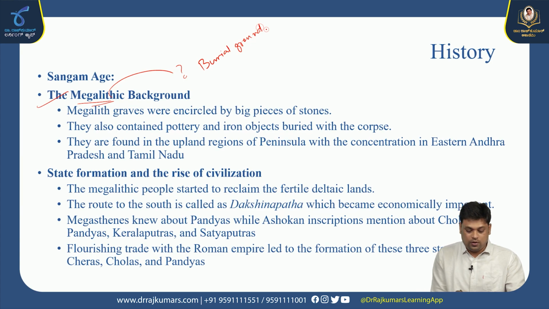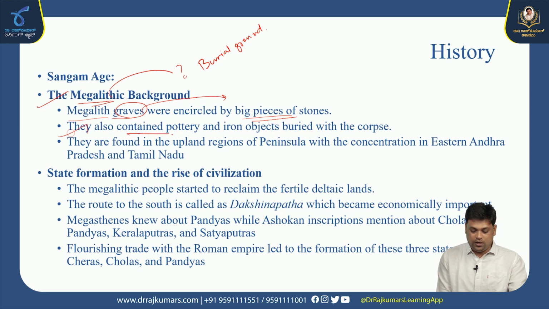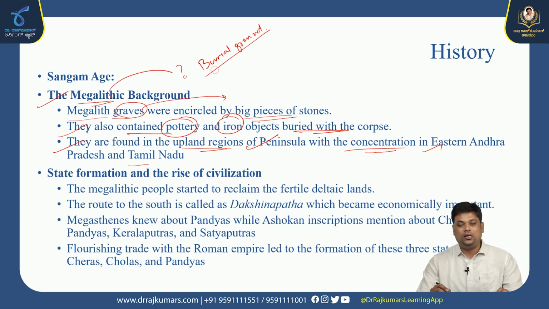Okay, burial ground. Megaliths were graves encircled by big pieces of stones. They also contained pottery and iron objects buried with the corpse. They are found in upland regions of the peninsula, with a concentration in eastern Andhra Pradesh and Tamil Nadu. The people believed in life after death. So while burying the dead body, they would put all the ornaments, vessels and weapons used by them into the burial ground itself.